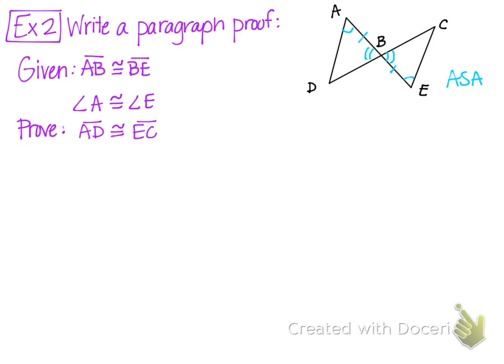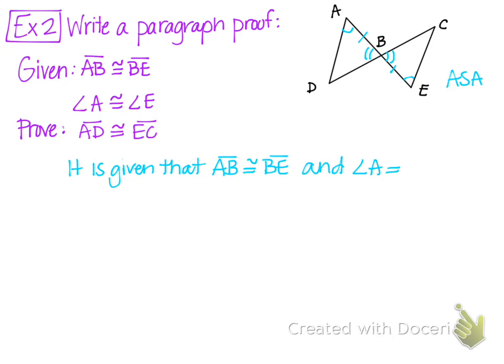We're going to say it is given that AB is congruent to BE. And angle A is congruent to angle E. So there's our 2 things that were given to us. The third thing to prove our triangle is congruent was the fact that we had vertical angles.